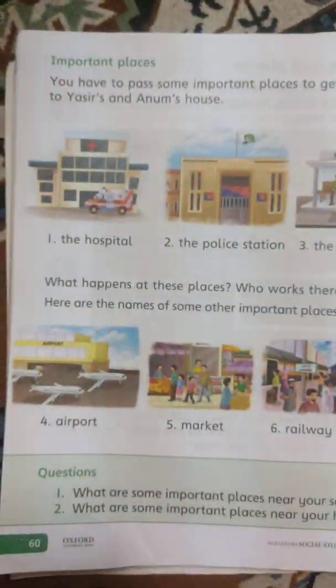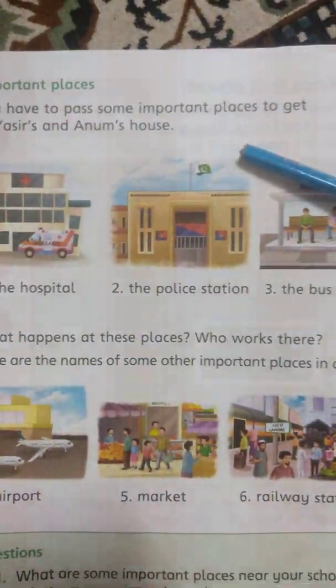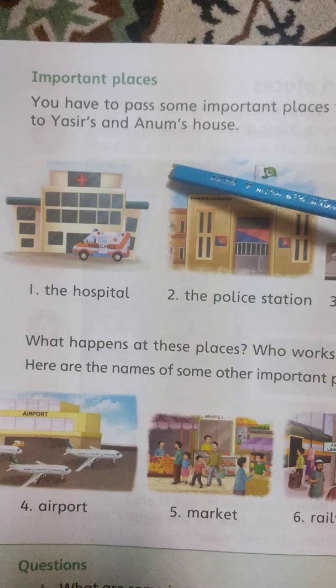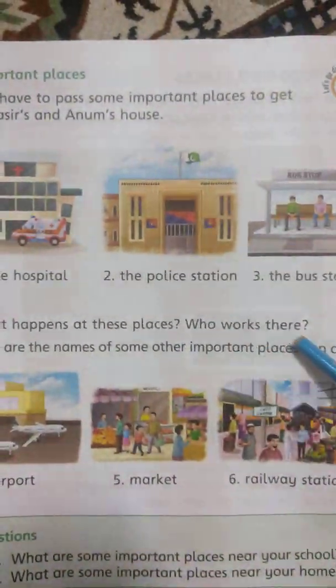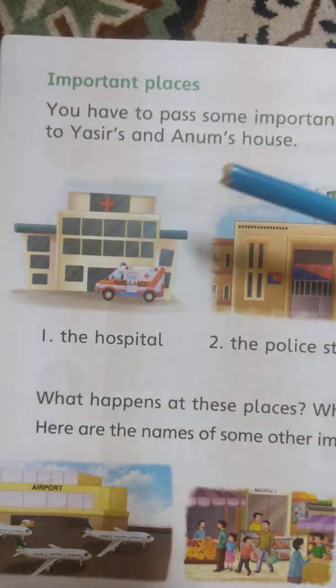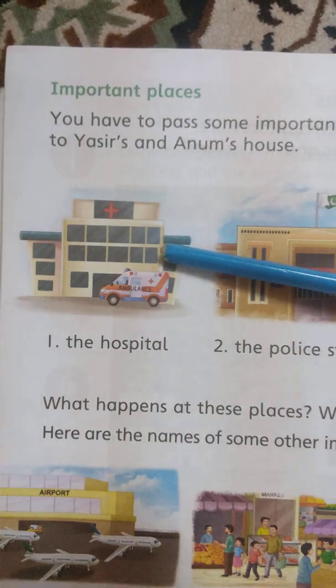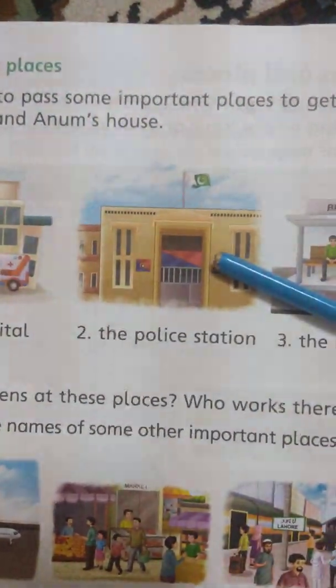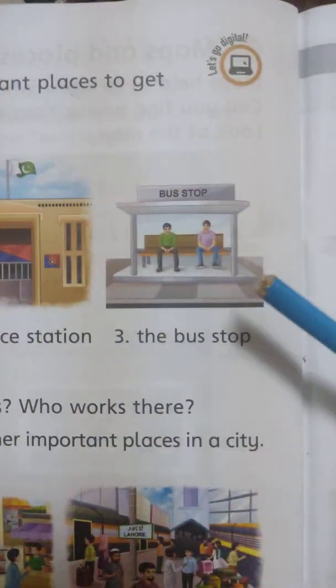Now look at your page number 60. Important places. You have to pass some important places to get to Yasir and Anam's house: the hospital, the police station, the bus stop. What happens at these places? Who works there? In the hospital, the doctors and nurses and other staff work. In the police station, the policeman works. And the bus stop.